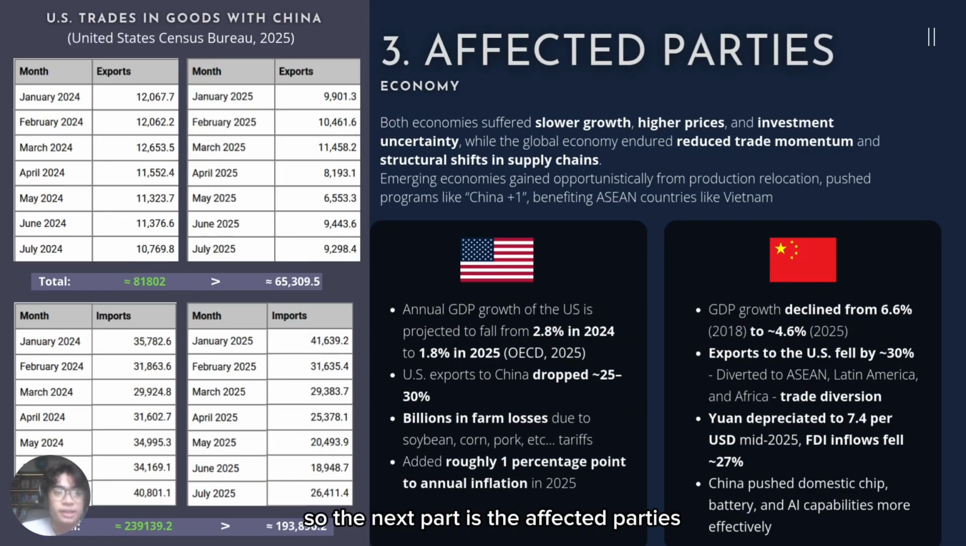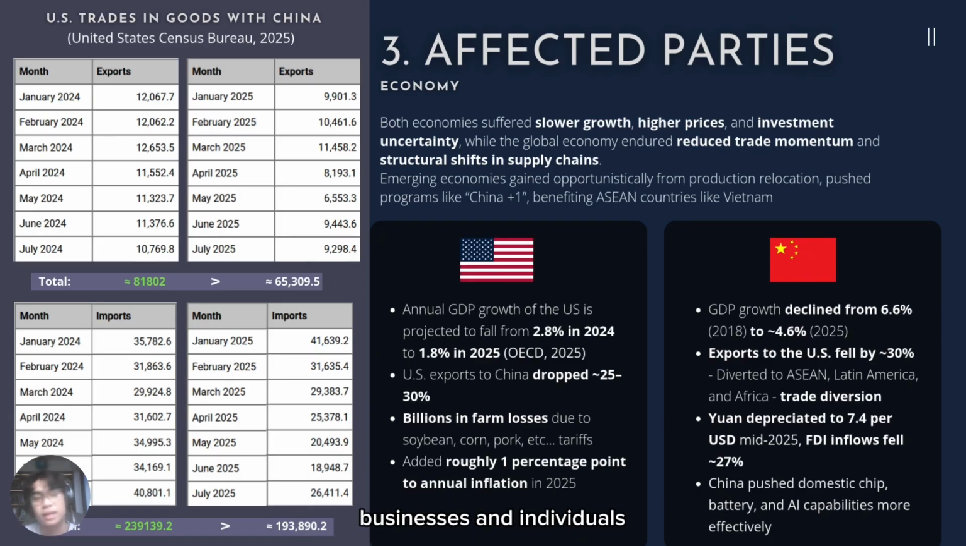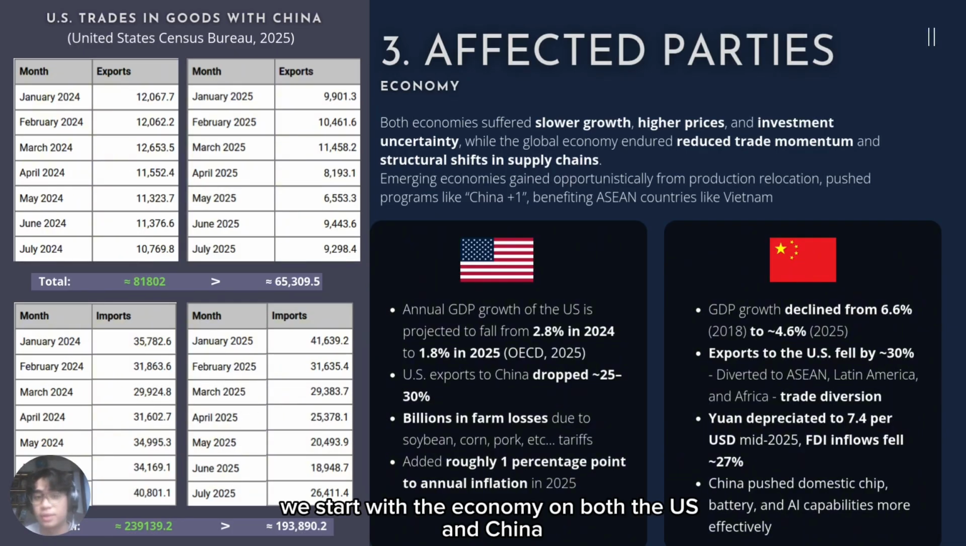So the next part is the affected parties and the effect that the trade war has had on countries, businesses, and individuals. First, we start with the economy on both the US and China.